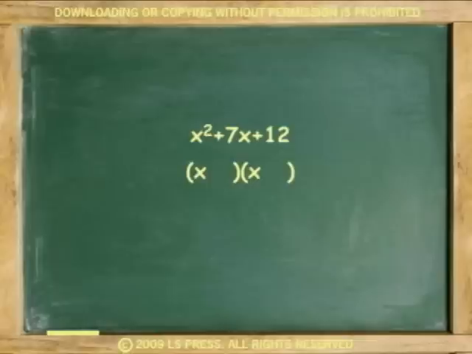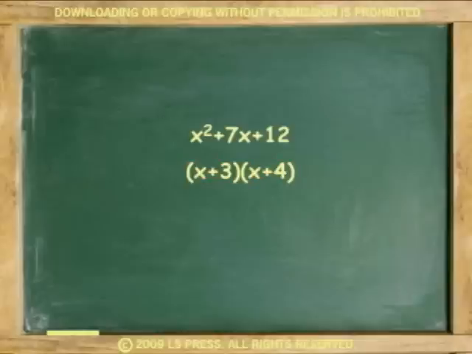Now, to determine which two numbers complete the two binomials, we have to ask ourselves, which two integers, when multiplied, give a product of 12, and when added, a sum of 7? 7 is the middle linear term, and 12 the last term. There are only three possible multiplications that yield a 12: 4 times 3, 6 times 2, and 12 times 1. Of these three, the correct sum is the one that adds up to 3 plus 4, or 7. The answer is x plus 3 times x plus 4.